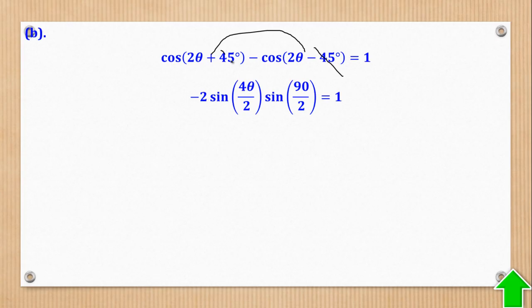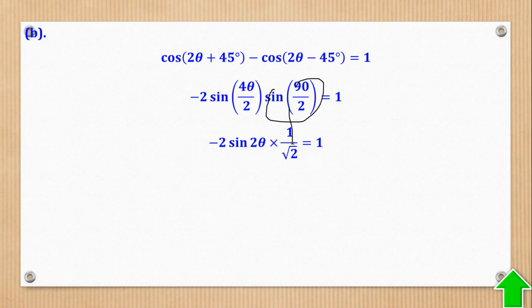This -45 goes away. Then you remain with 4 theta divided by 2. That's why you see 4 theta divided by 2 here. Then this minus this, it means this goes away. You remain with 90 divided by 2. That's why you see 90 over 2 here. Then simplify. Sin 45 is 1 over √2. Then make this the subject. So we come up with -2 over 2.